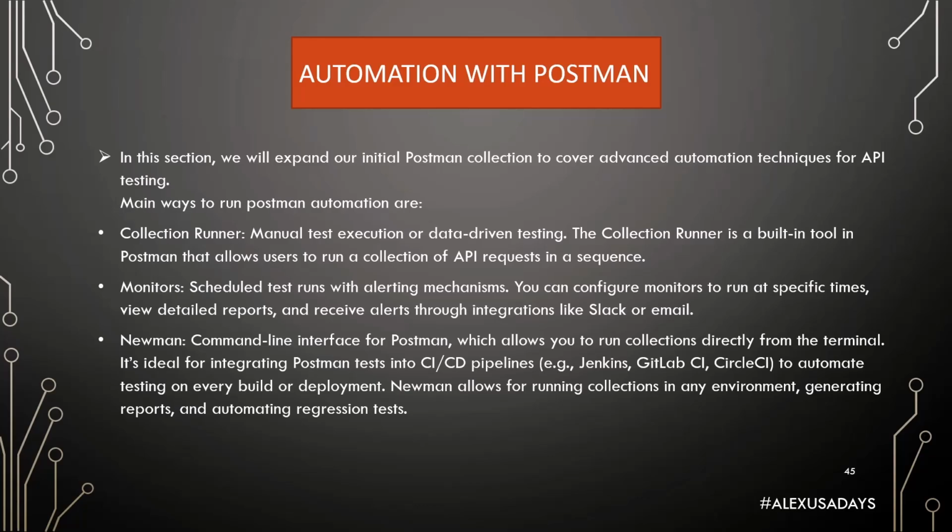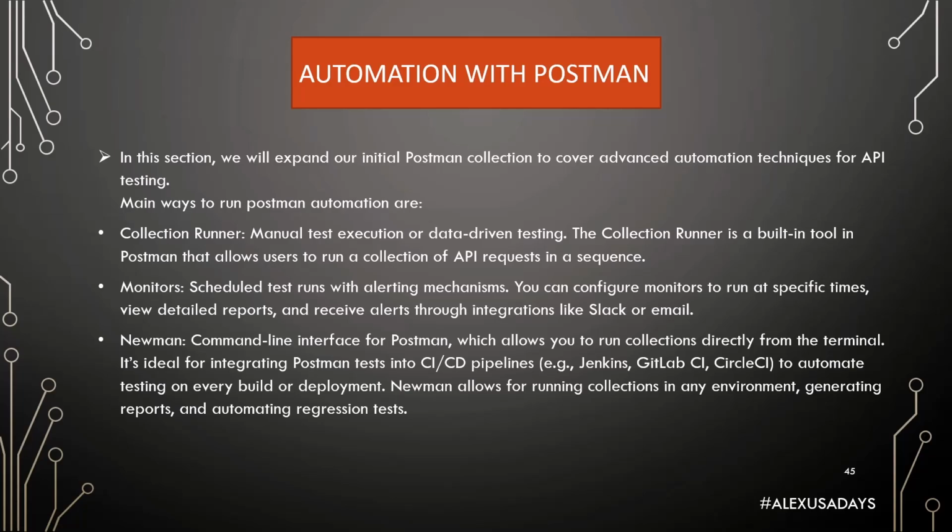All right, so in this section, we'll expand our initial Postman collection to cover advanced automation techniques for API testing. The main ways to run Postman automation begin with the collection runner. So it's a manual test execution or data-driven testing. The collection runner is a built-in tool in Postman that allows users to run a collection of API requests in a sequence. Then we're going to talk about monitors, which is also a built-in tool. It's scheduled test runs with an alerting mechanism. You can configure monitors to run at specific times, view detailed reports, and receive alerts through integrations like Slack or email.